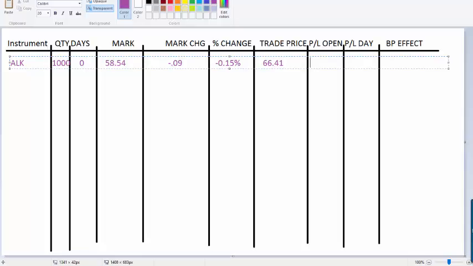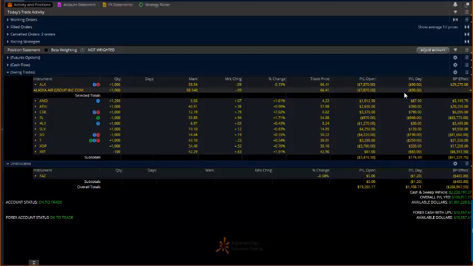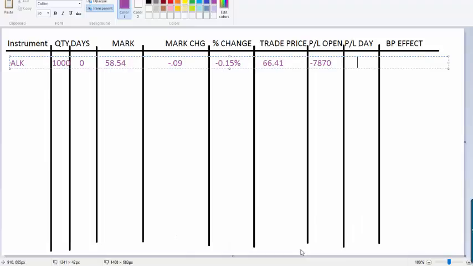The PL open, this one is down, negative 7,870. Now you'll notice in parentheses here, the PL open, when it's in parentheses, that means you're losing money on that trade. So you have to kind of pay attention to that. PL day is negative 90, and the BP effect is 29,270.